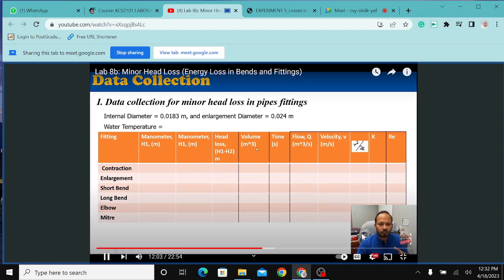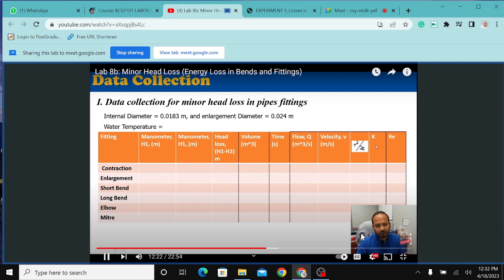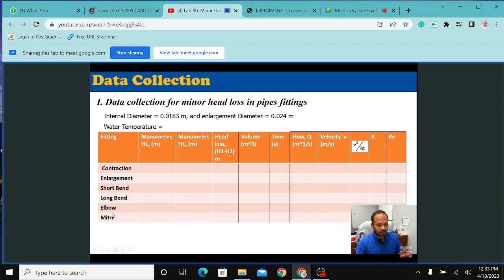You have to collect the volume of water over a certain period of time. That will give you the flow rate, and from the flow rate, with the cross-sectional area, you can find the velocity, and you can find the kinetic head. From the theoretical equation that we just discussed, you can find your coefficient of head loss for each of those fittings. There will be different K values, and you can also find the Reynolds number, whether the flow was laminar or turbulent, and how the Reynolds number changes across those fittings.